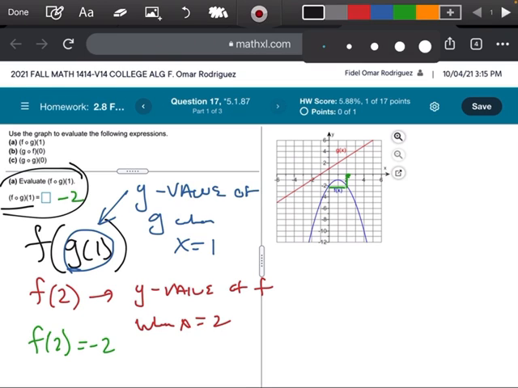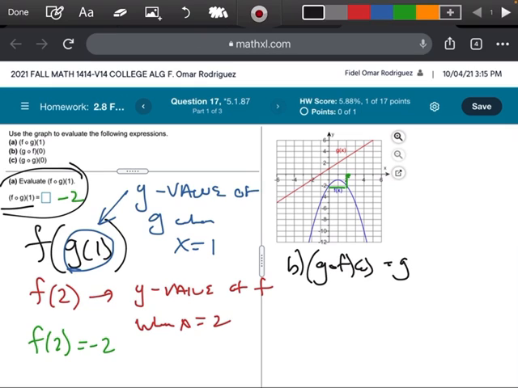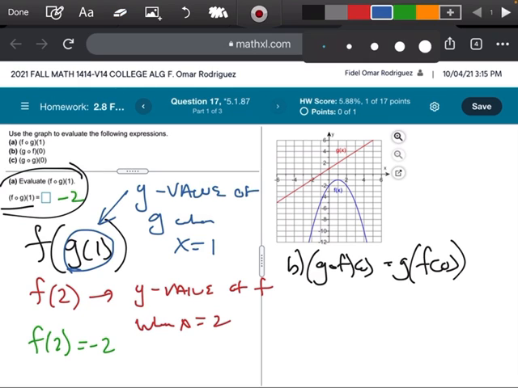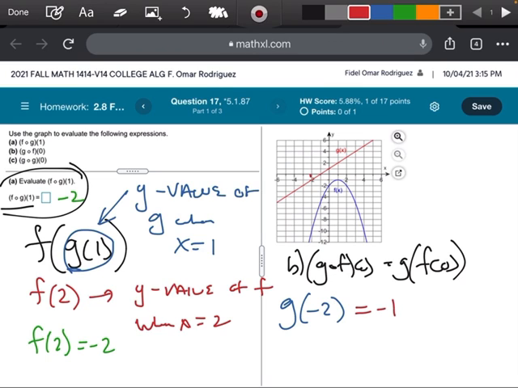Now let's do part B. Okay, part B says let's find g of f of 0, which means g of f of 0. Okay, remember how I'm going to do this part. I'm going to go to the function f when x equals 0. So I'm going to go straight down, negative 2. Okay, that's the number that we ended up hitting. Now at negative 2, I'm going to go to negative 2 on the x-axis. Here we go. Let's go down. What do we hit? Negative 1. So for part B, my answer is negative 1.